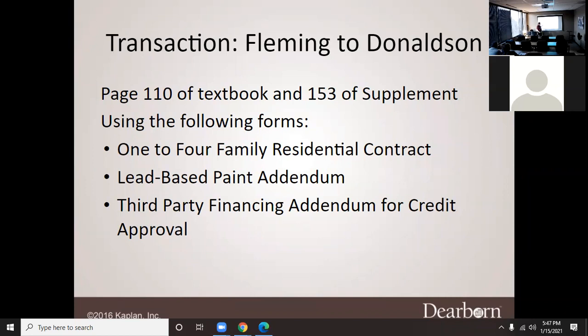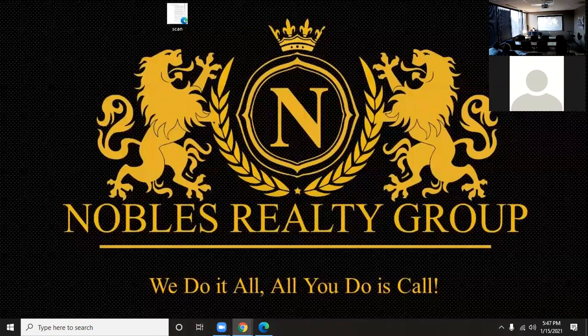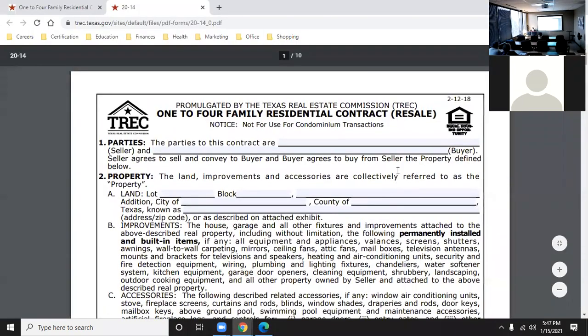Now, as you see here on your screen, we have the 1 to 4 family, the lead-based paint, and the third-party financing. Here's what's going to happen. I'm going to bring up my 2 experts, Mr. Stahl and Mr. Grossman, and we're going to pull up the 1 to 4 family. Here it is right here.